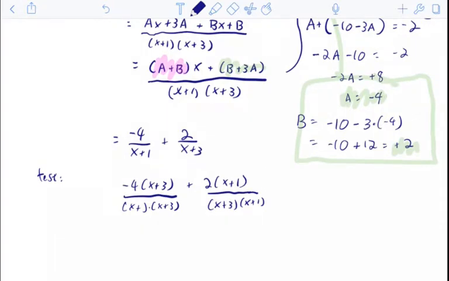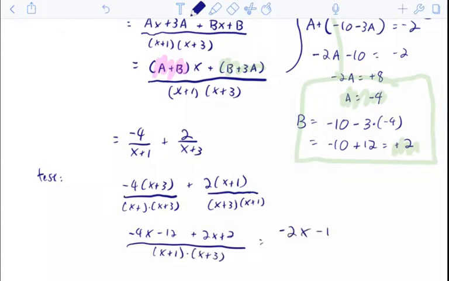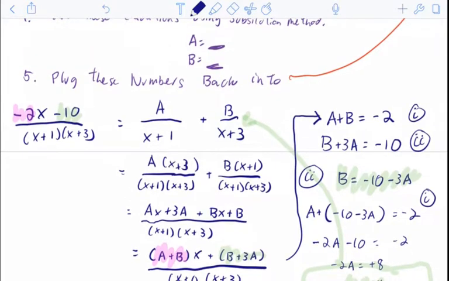So this becomes minus 4x minus 12 plus 2x plus 2 all over x plus 1 times x plus 3, which becomes minus 2x minus 10, which is what I started out with. All right.